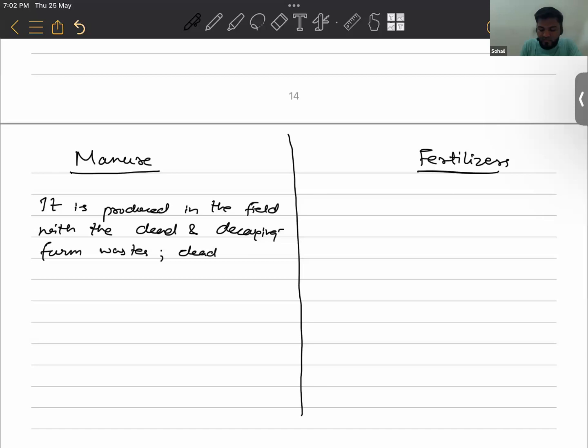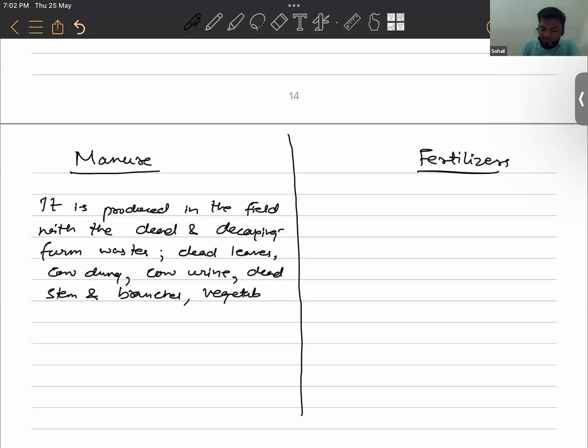It could be dead leaves. It could be dead leaves and cow dung, cow urine, dead stems and branches, etc. You can add vegetable peels in it also.